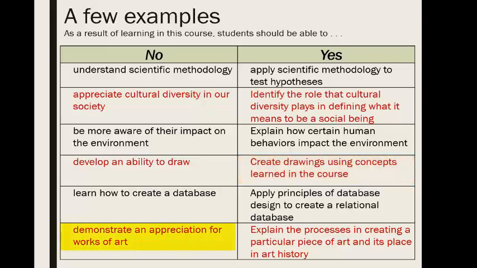Again, in the last row, "demonstrating an appreciation for works of art." This is not a measurable objective. However, a student who explains the processes in creating a particular piece of art and its place in art history can certainly demonstrate a level of appreciation. This is not to say that the student enjoyed or liked the particular piece. Through an understanding of artistic process and historic relevance, they can demonstrate appreciation.